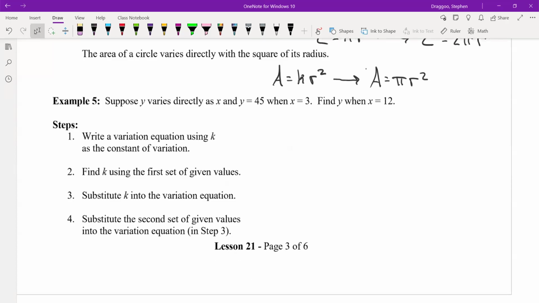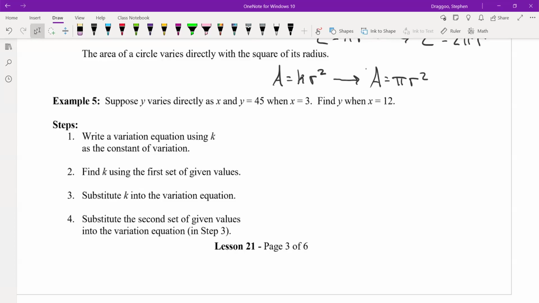So example number 5, suppose Y varies directly as X and Y is 45 when X is 3. Find Y when X is 12. Now, my favorite way to have done this, because we can kind of skip the formula step, so I'm going to look at it both ways.